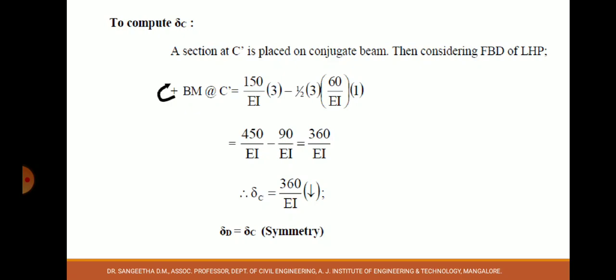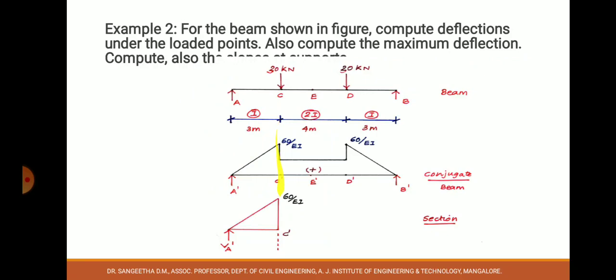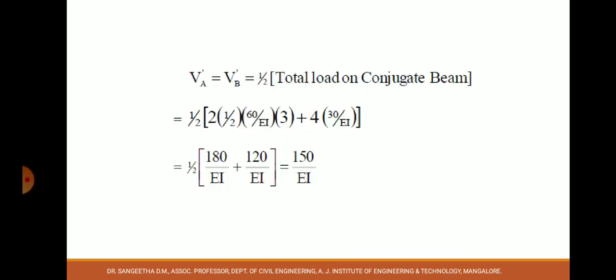To compute deflection delta C, a section at C is placed on the conjugate beam. Then consider the free body diagram of the left hand portion. So at C we have kept a section, as you can see here. You consider the left hand portion. So this is VA dash, A, C dash you have.